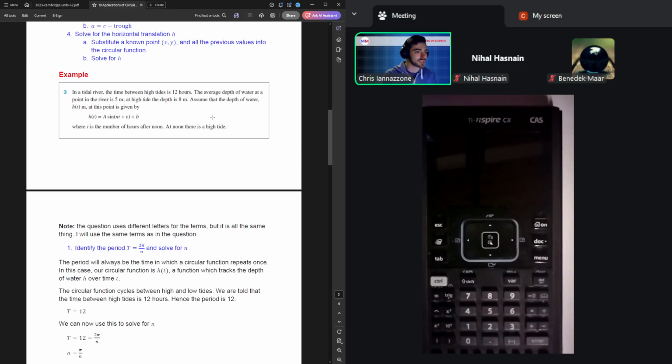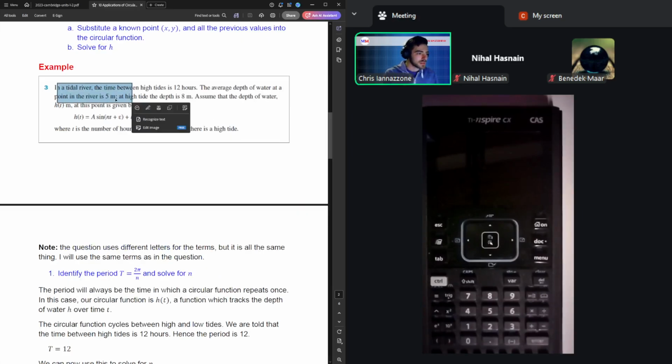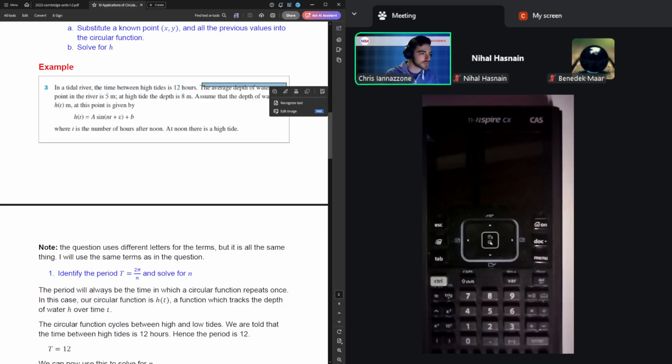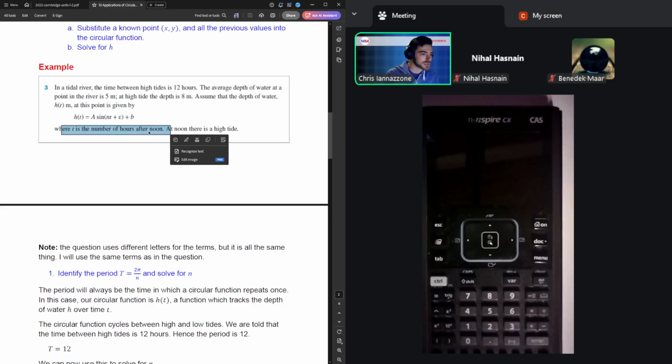So let's have a look at an example. Again, another tide example. The time between high tides is 12 hours, average depth of water is 5, high tide depth is 8. This is our function. T is once again number of hours after noon. Well, I guess in this case it's just after noon, not after midnight. And finally, at noon, there is a high tide.